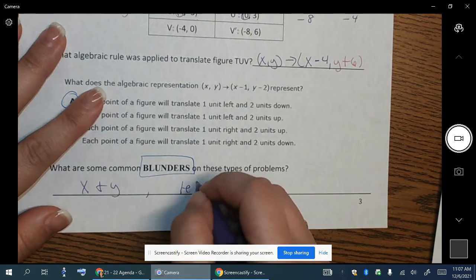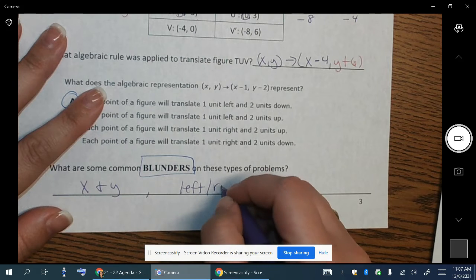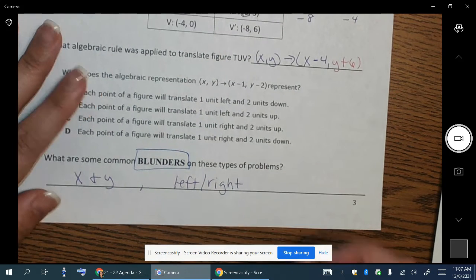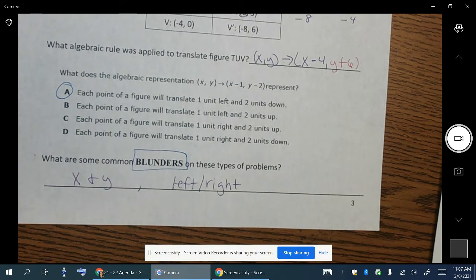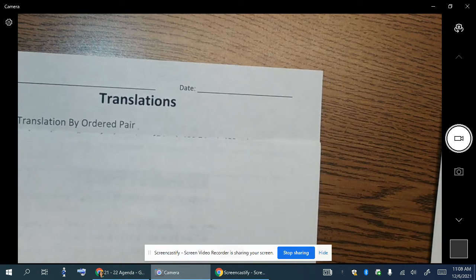People also mix up left and right. They're not sure which one is left or which one is right, or they're not sure which one is negative or positive. So be careful, asking yourself, X goes first. X means left or right. Okay? All right, fold this paper up. There's nothing on the back. Not quite all the way. Fold it up like this.